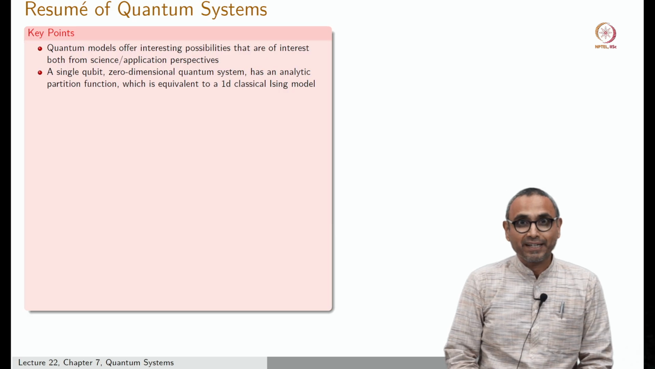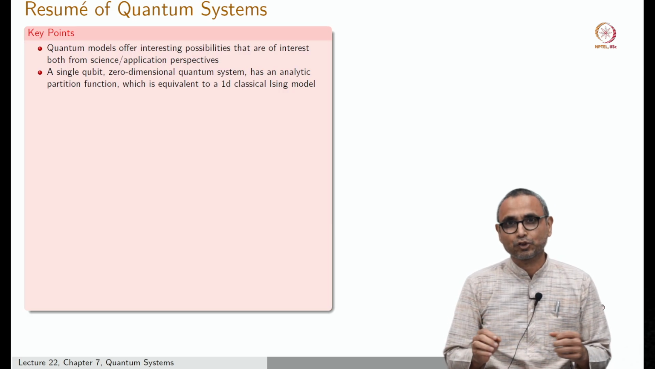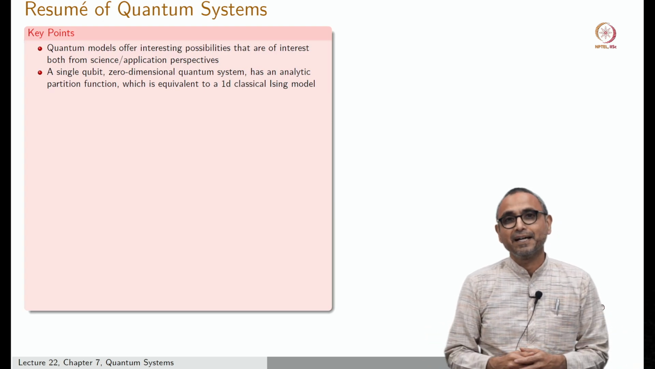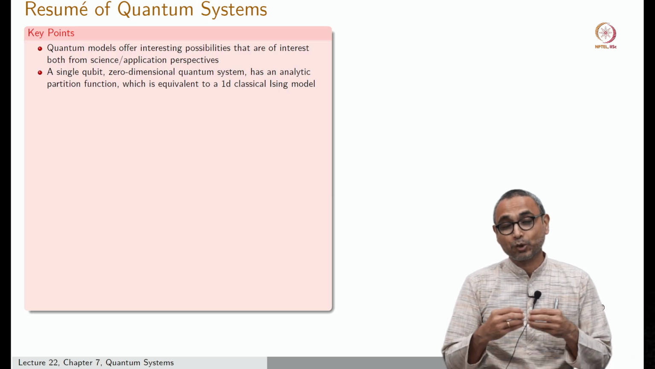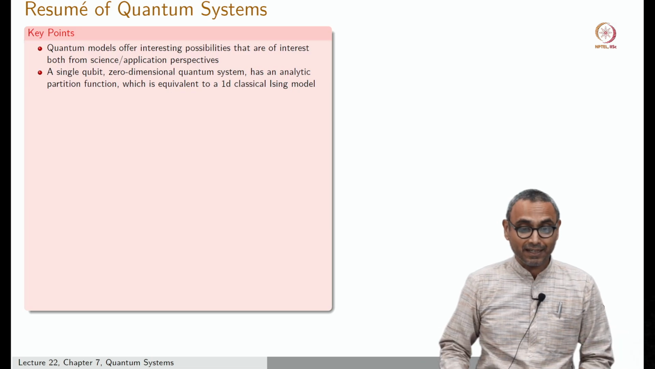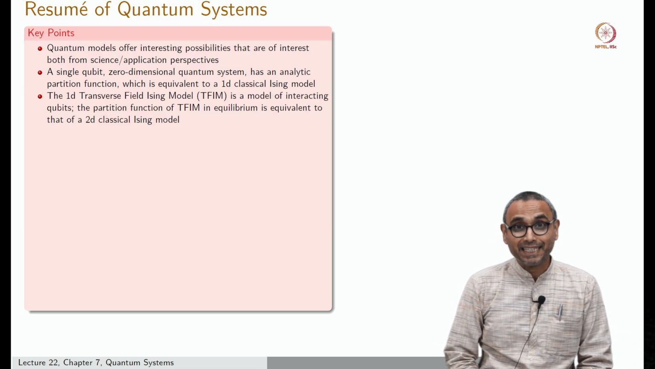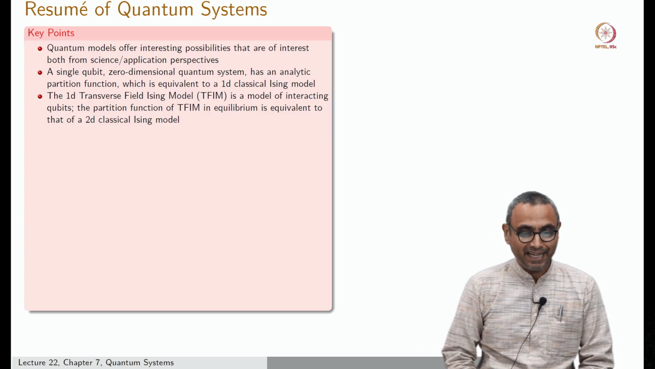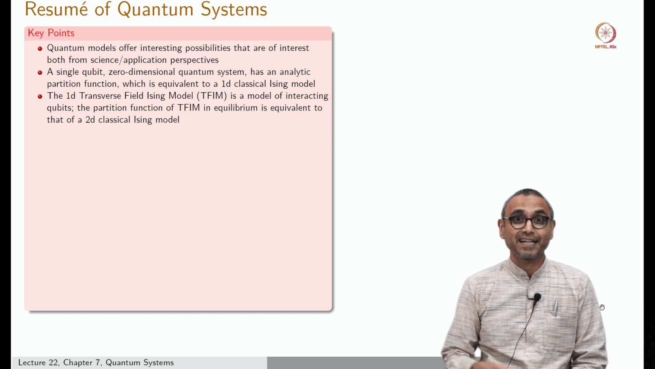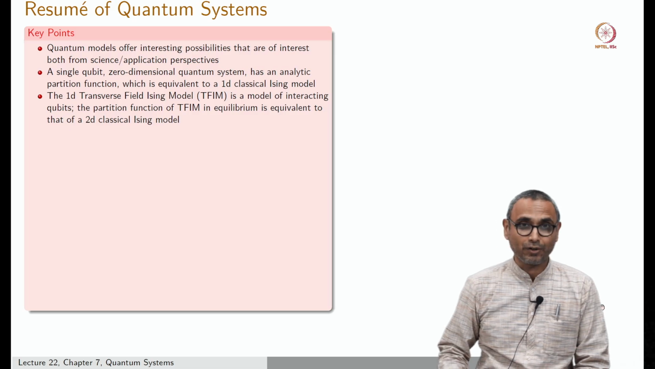A single qubit, which is a zero-dimensional quantum system, by itself is not so interesting. Its partition function is somewhat benign. But what is interesting is that you can show that the single qubit, as we did, is related to a one-dimensional classical Ising chain. We then went on to construct a quantum model in one dimension, and we were able to show that the partition function of the quantum model is related to the partition function of the two-dimensional classical Ising model on a square lattice.